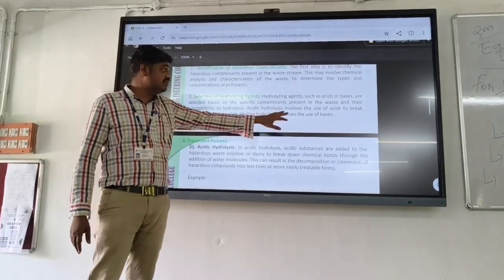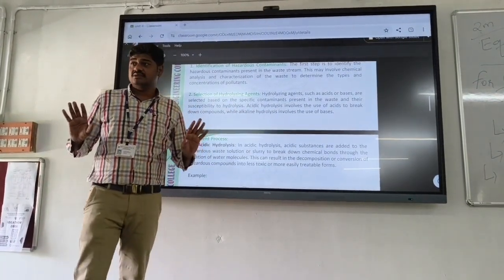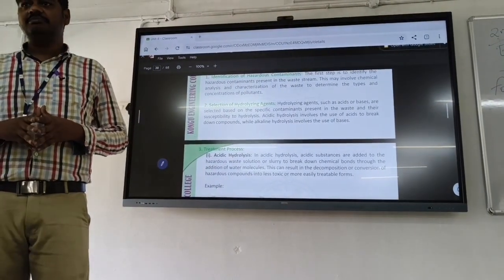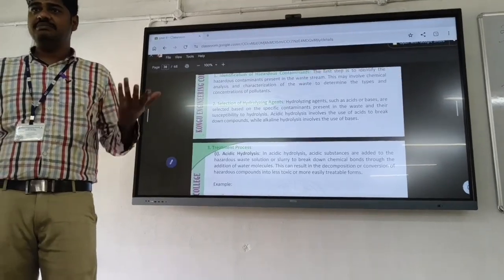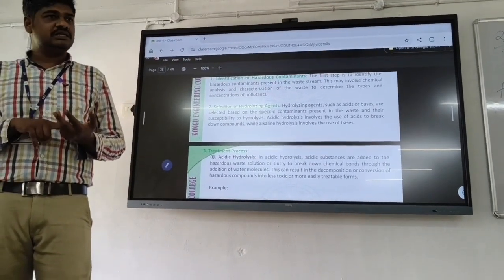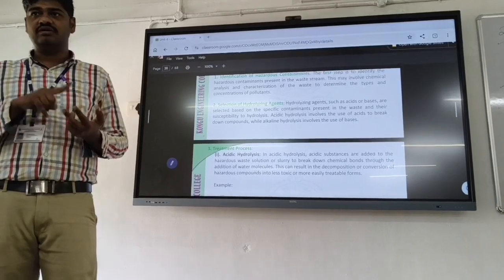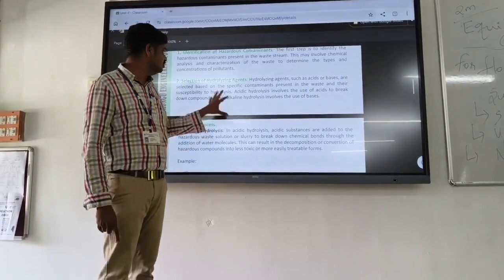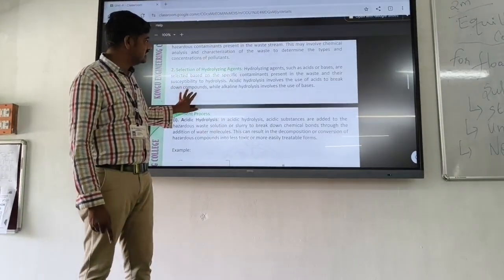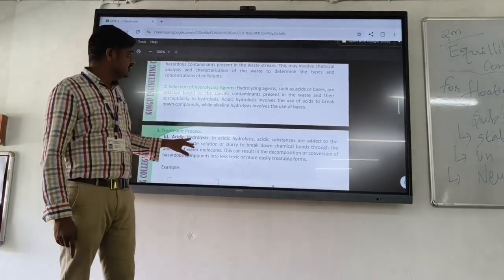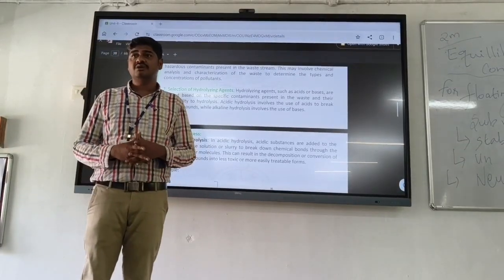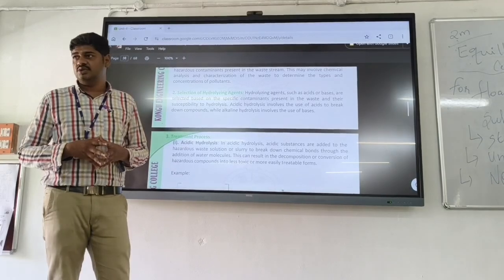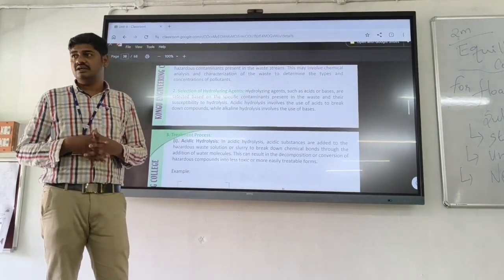Acidic hydrolysis involves the use of acids. So what is the reagent name? It's an acid. It may be acetic acid, or inorganic acids like hydrochloric acid, sulfuric acid, then nitric acid. We use these acids as hydrolysis agents. Suppose the compounds are basic in nature, then you have to use basic agents like sodium hydroxide. It's a strong base, right?